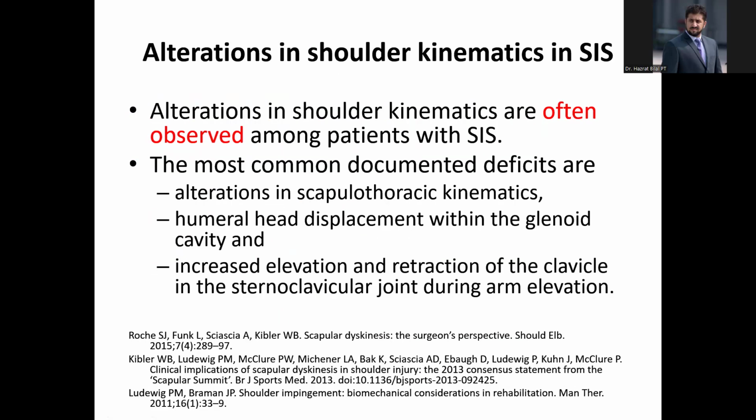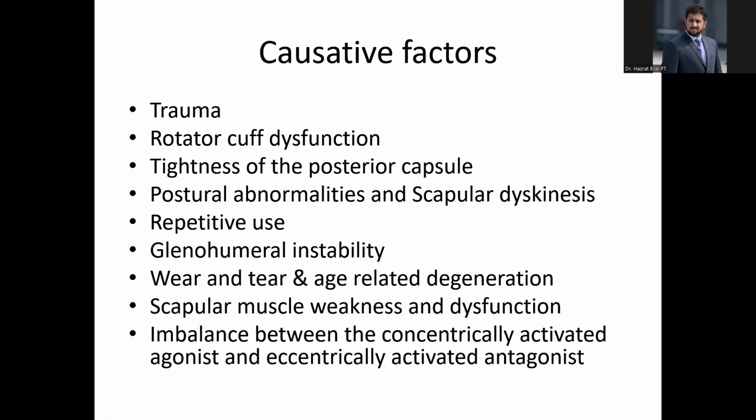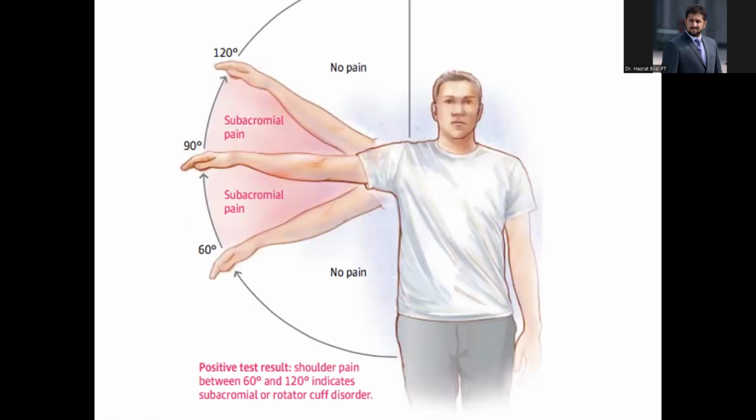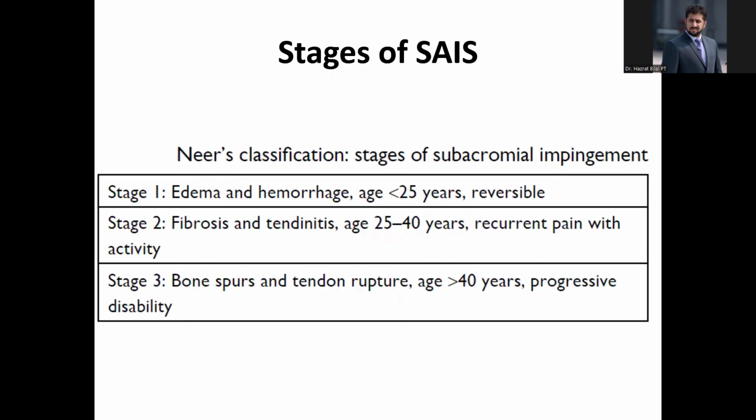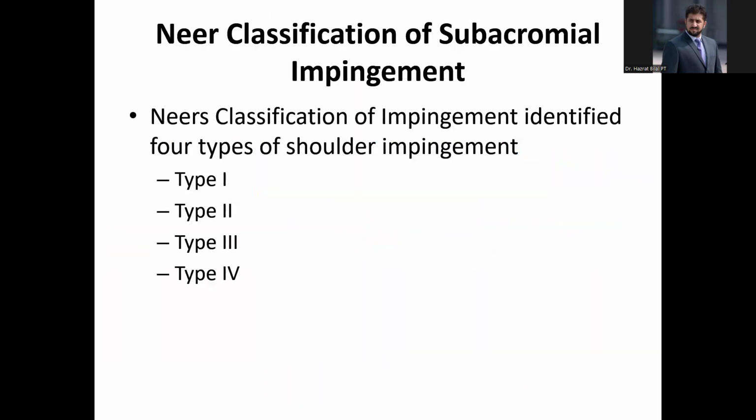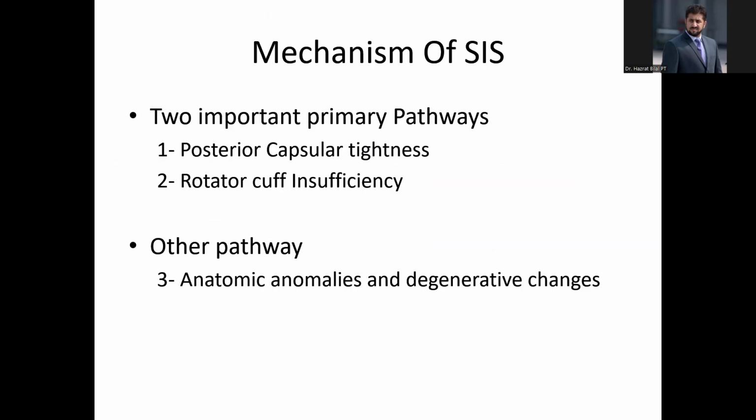We discussed the alteration in shoulder kinematics in shoulder impingement syndrome. We discussed the signs and symptoms, and specifically the painful arc, which is pathognomonic of subacromial impingement syndrome. We discussed the types and stages of subacromial impingement according to Neer. Then we discussed the two mechanisms, the posterior capsule tightness and the rotator cuff insufficiency, involved in the pathomechanism of subacromial impingement syndrome.